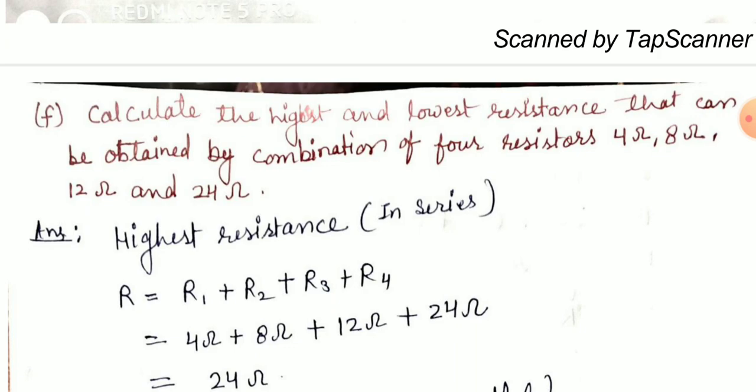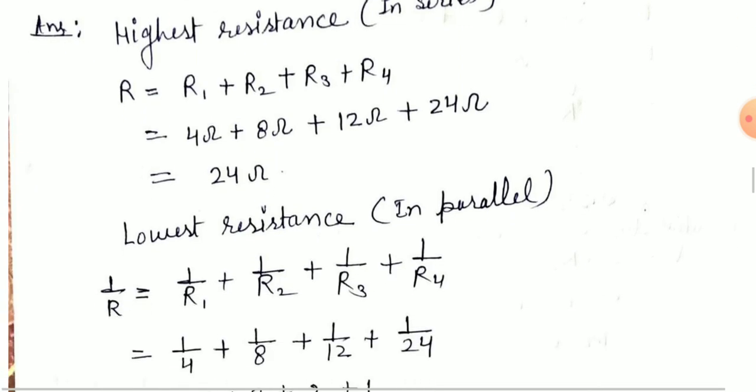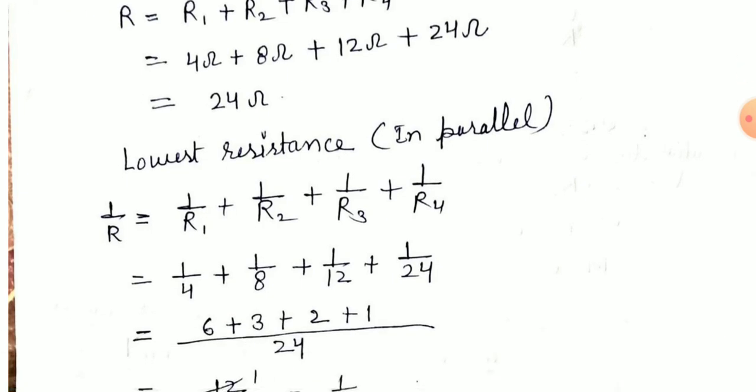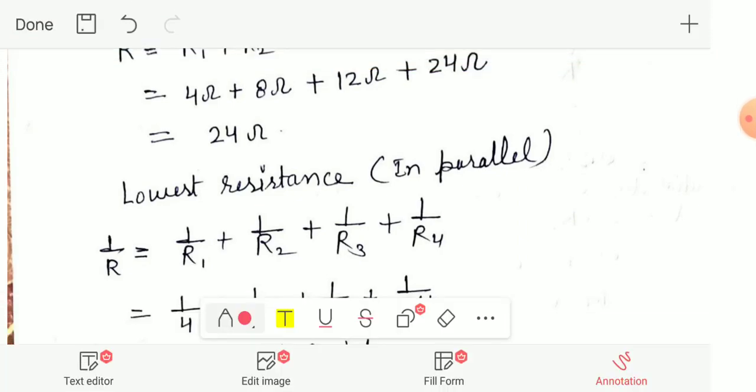F. Calculate the highest and lowest resistance that can be obtained by combination of 4 resistors of 4 ohm, 8 ohm, 12 ohm and 24 ohm. For highest resistance, we will connect all 4 resistances in series manner. So R equals R1 plus R2 plus R3 plus R4, and that will be equal to 48, the total of these 4 ohm will be 48 ohm. So answer is 48 ohm.